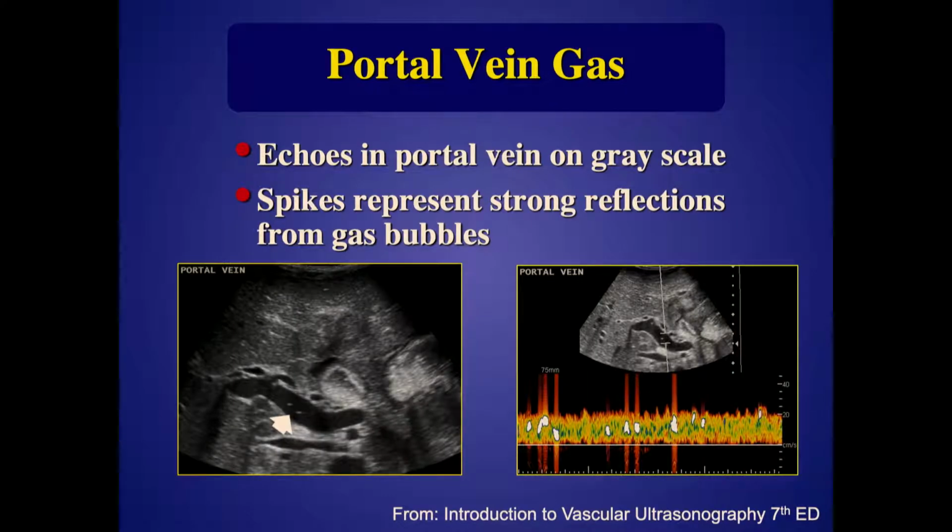Another abnormality you might pick up in the portal system is gas. On the grayscale image, you will see those little echoes sort of coursing through the portal system. And if you're seeing echoes in the portal system, you have to be concerned that there is evidence of portal venous gas. What's interesting, if you do the Doppler evaluation, is that you will not only see the underlying portal flow, but you'll see spikes, artifacts, when the Doppler beam hits the gas bubbles. And those spikes are very consistent and representative of bubbles in the portal system.